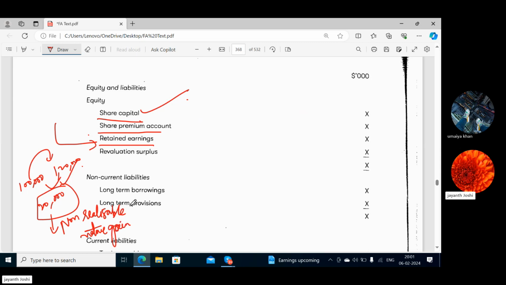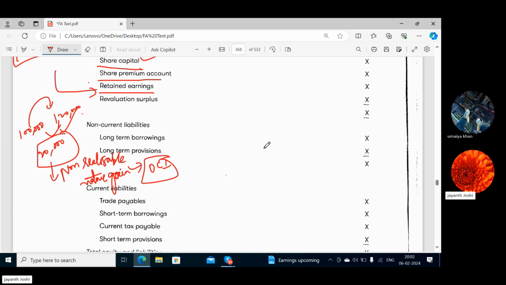If you sell this, then that becomes a realizable nature gain. Realizable nature gain is nothing but you can show that in the income statement, that is you can show it in the SOPL. But if it is a non-realizable nature gain, you have to show it in the other comprehensive income section, which is made after preparing the statement of profit or loss. Then comes non-current liabilities.